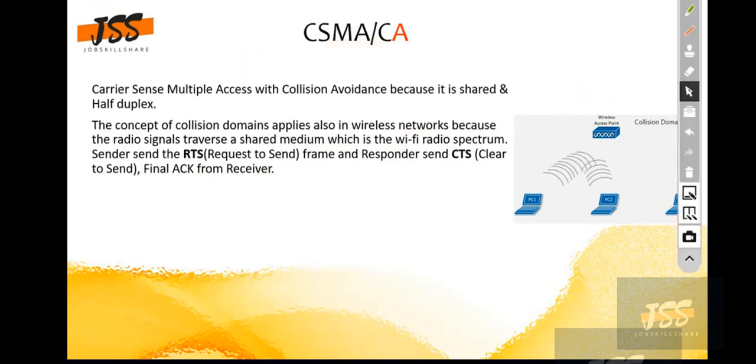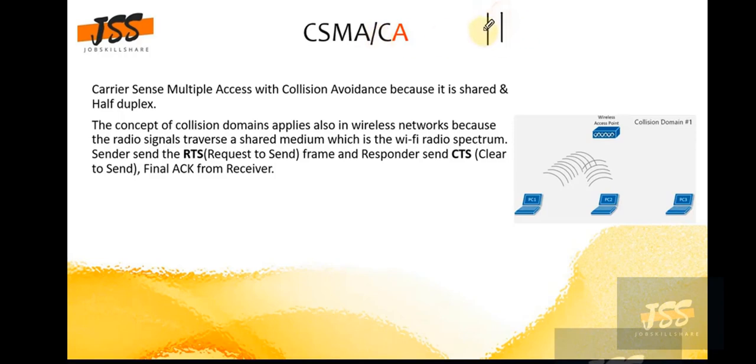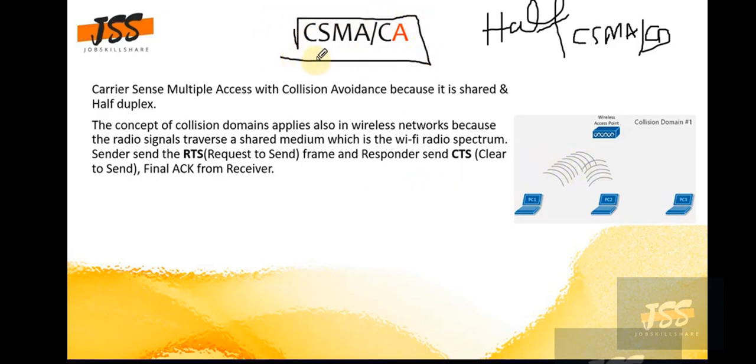Now this will be very familiar to you if we have studied switching. We remember that if we are using half duplex, we have collisions, so many collisions. To detect those collisions, we use a technology called CSMA/CD, carrier sense multiple access with collision detection. But in case of air, or wireless, we use CSMA/CA. The concept is 100% symmetrical, the only difference is the A. Instead of detection, it will just do avoidance.